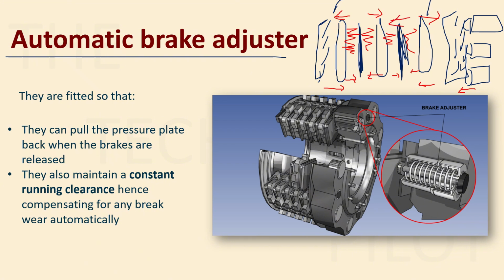So that is where the automatic brake adjuster comes in. The automatic brake adjuster is this thing that is spring loaded. It has a spring and it is attached to your pressure plate. When I release the brakes, the automatic brake adjuster will pull the pressure plate backwards, like this, whenever I release the brakes.